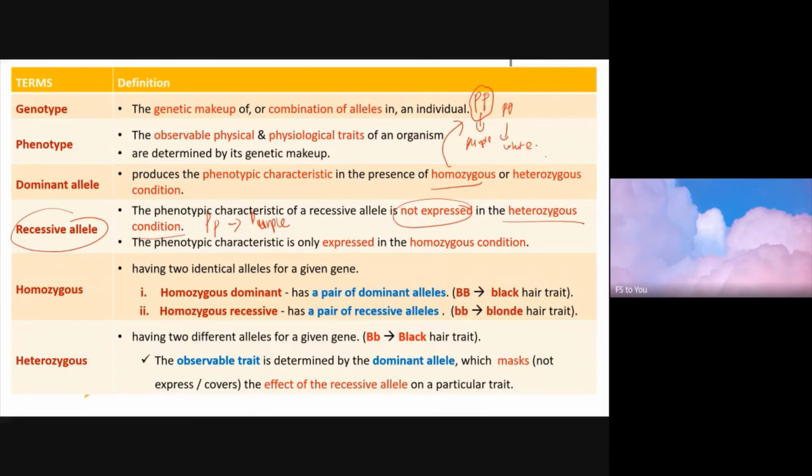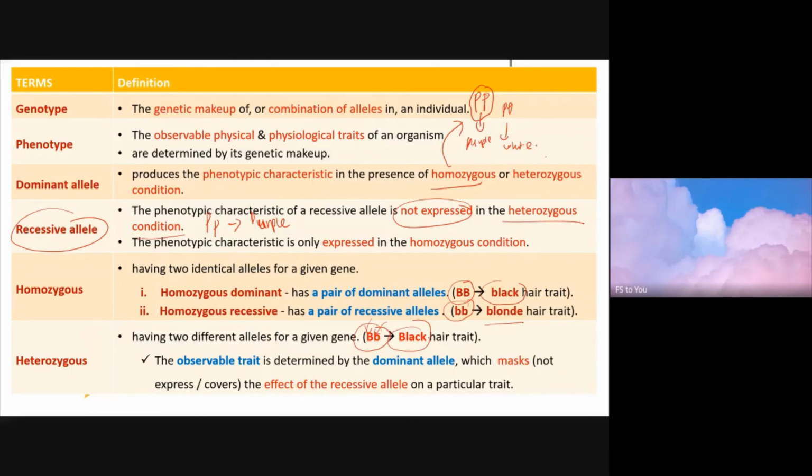Homozygous having two identical alleles for a given gene. Kita ada dua jenis, homozygous dominant and also homozygous recessive. Homozygous dominant contohnya capital B produces black hair. Homozygous recessive small b produces blonde hair. Heterozygous having two different alleles for a given gene. Dominant allele and recessive allele produces black hair.